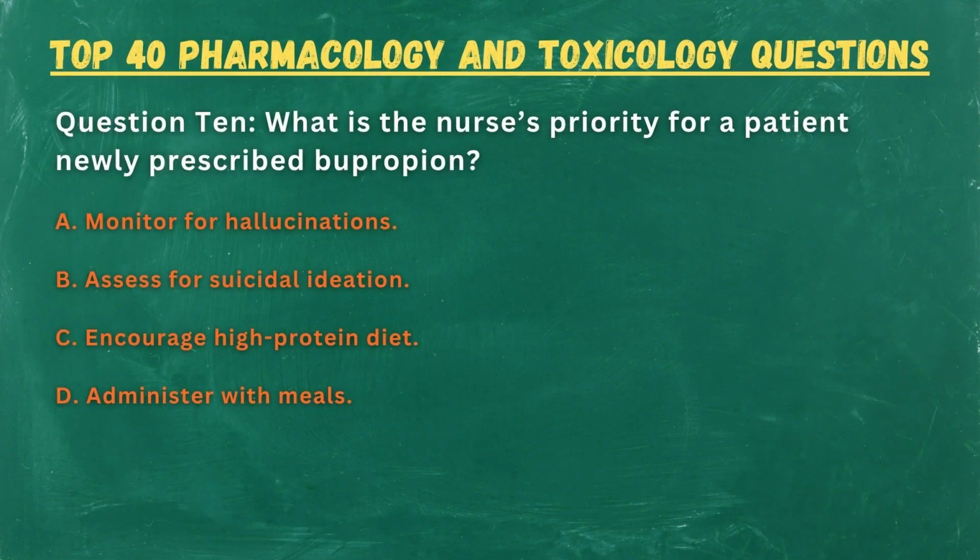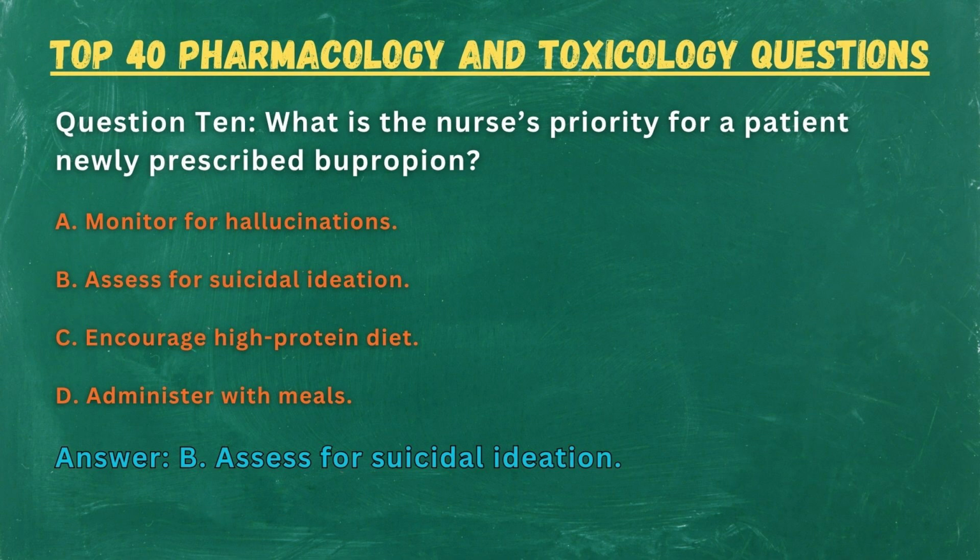Question 10. What is the nurse's priority for a patient newly prescribed bupropion? A. Monitor for hallucinations. B. Assess for suicidal ideation. C. Encourage high-protein diet. D. Administer with meals. Answer. B. Assess for suicidal ideation.